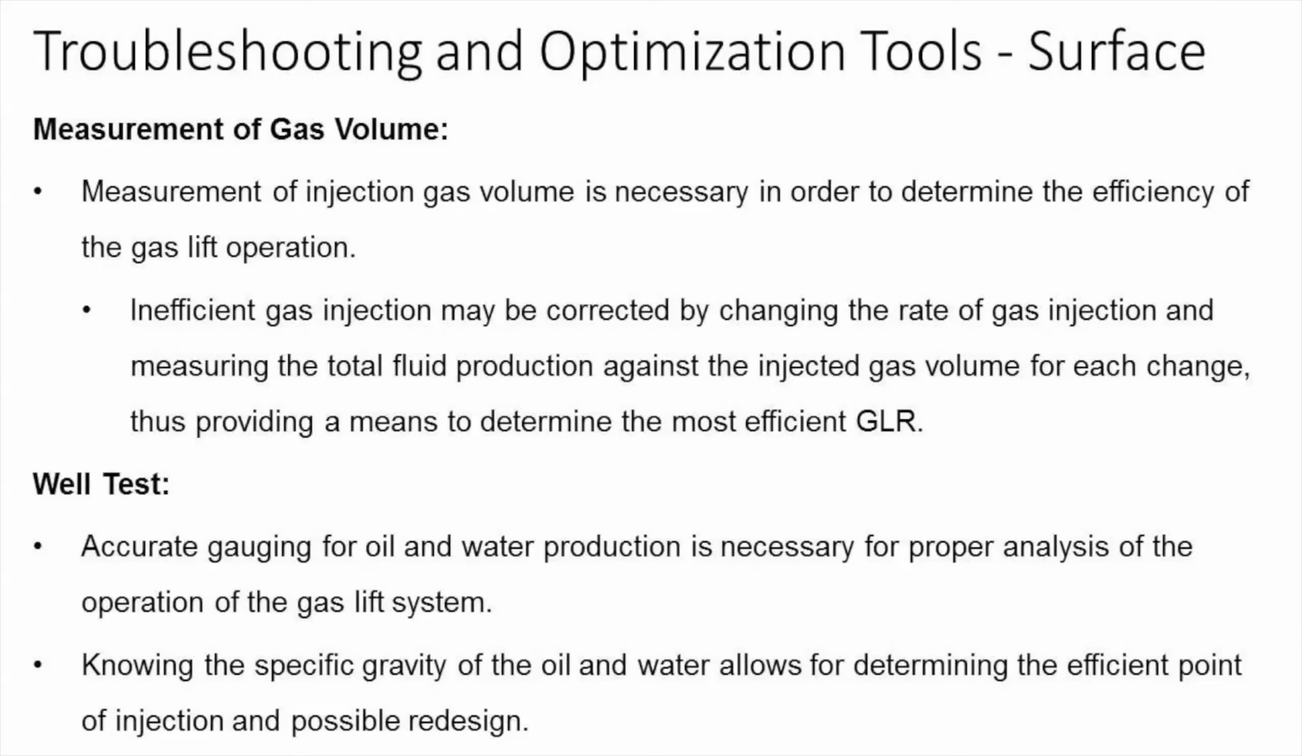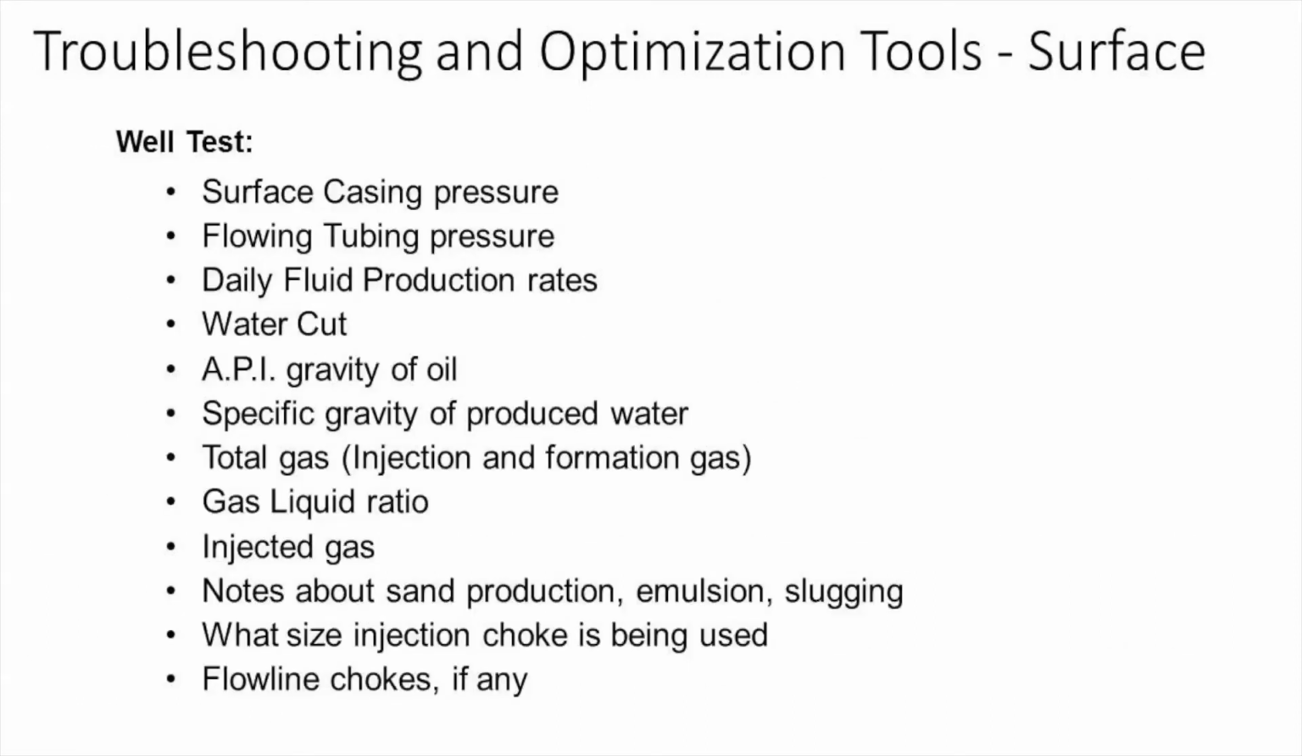With that, a good accurate well test is important, especially when operating in these centralized tank battery systems. Doing monthly, or in some cases weekly or daily, well tests is key to really improve efficiency across the field. Well tests typically involve surface casing pressure, our flowing tubing pressure, our total fluid producing rates, what exactly we're injecting, and checking those injection gas volumes.